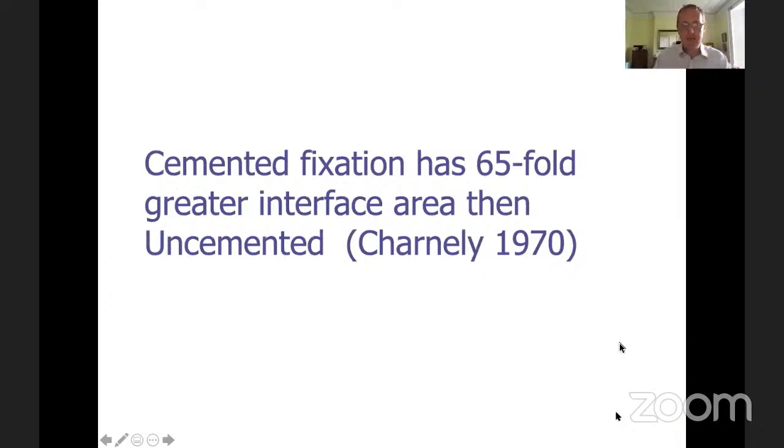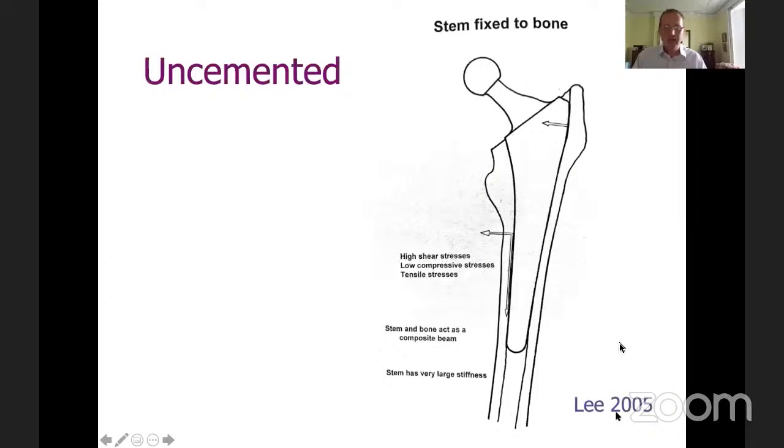The reason Charnley decided the best way to fix his implants within the body was with cement was that it gave a 65-fold greater interface area than with the uncemented implants he was trying to develop at the time. So let's look at those three concepts. First of all, uncemented. This is working as a bone stem composite beam. You fix it in the body where it jams in the bone, but then any of the loading forces, once you start going, are being taken as shear forces at the bone implant interface. And so there's high shear, and we know that any interface, any material likes shear less than compression.